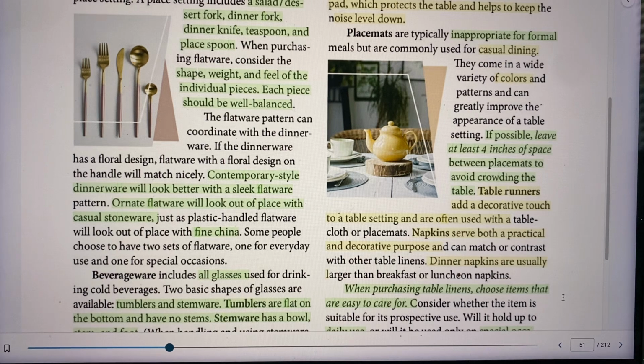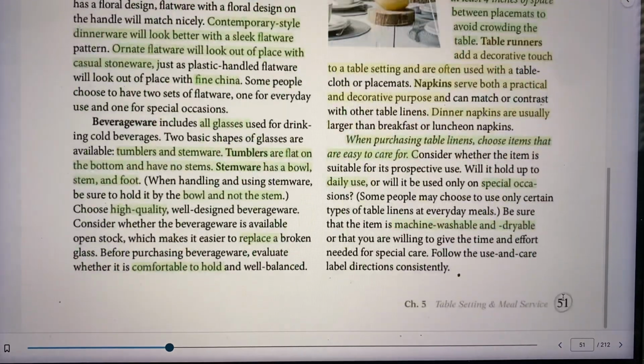There's your lunch napkins, they're called luncheon napkins, but you use them for desserts and such. They're smaller. And then of course your dinner napkins are larger. And then you can have cloth napkins too. That makes it really formal.